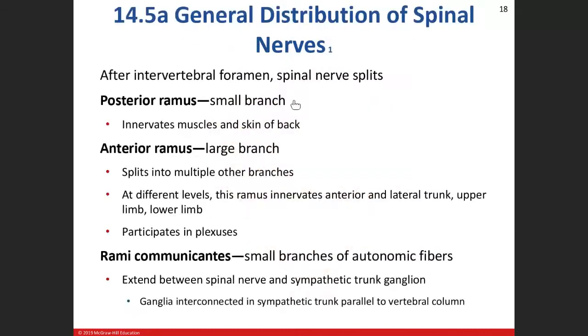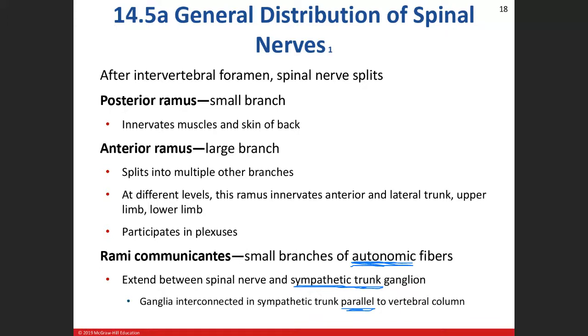So those two smaller branches that I was talking about here, the rami communicantes, these guys here, are going to be part of the autonomic nervous system. It's where these little branches have some of our neurons that are going to enter into and become part of the sympathetic trunk, or the sympathetic chain. And we'll talk about it. Remember, the sympathetic trunk ran parallel to the vertebral column on either side. You're going to have one on the left side, one on the right side.